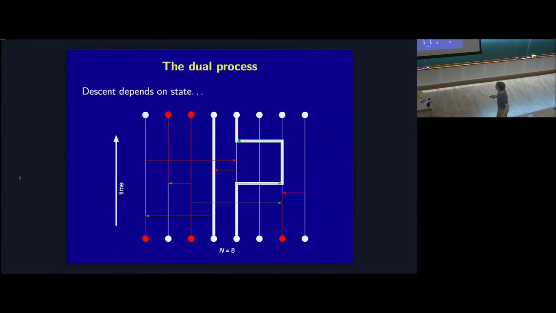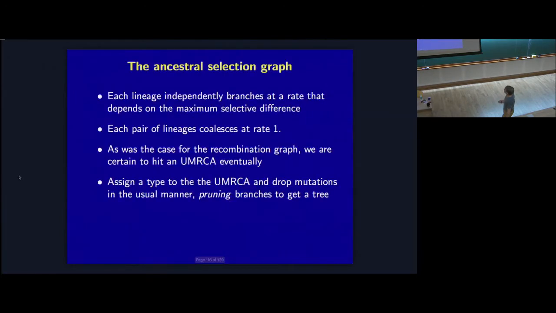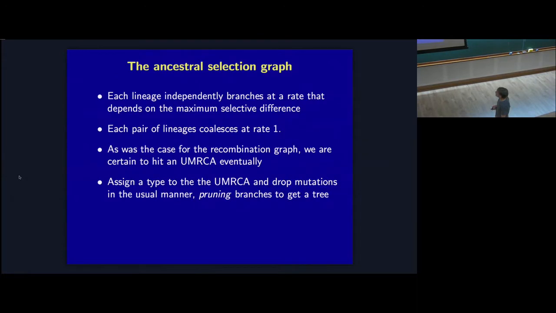Anyway, so that's how you can do it. And like I said, there is much more done on this, right? But it's almost never used very much. So formally then, each lineage independently branches at a rate that depends on the maximum selective difference. Each pair of lineages coalesces at rate 1. Since you have these extra branches put in here, but the selection is linear and coalescence is quadratic, you're guaranteed that you're going to have some finite number of them, right? In the end, you actually get a graph-like structure out of this. But just like with the ancestral recombination graph, it can get very, very big if selection is strong, because you have to throw in lots of extra branches.